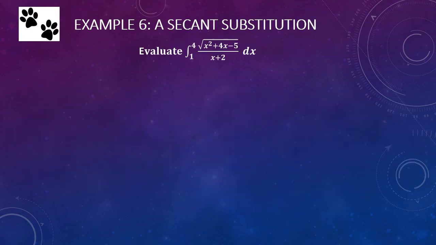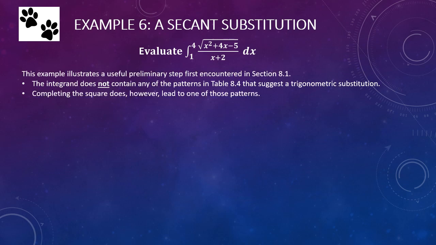Our last example is a little bit confusing because it doesn't look like any of the patterns that we're trying to use for this whole section. But if you remember back when we started Chapter 8, we looked at some different manipulations that might be necessary to simplify things so that they would fall into a pattern. So what we're going to try to do is actually complete the square.